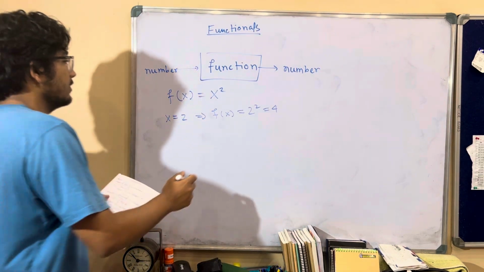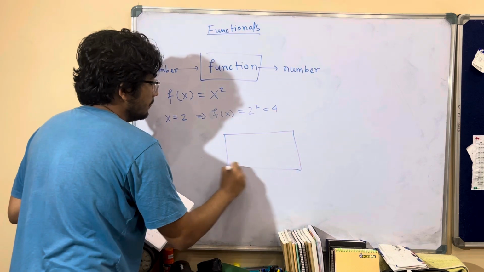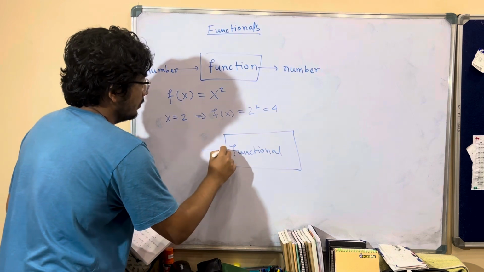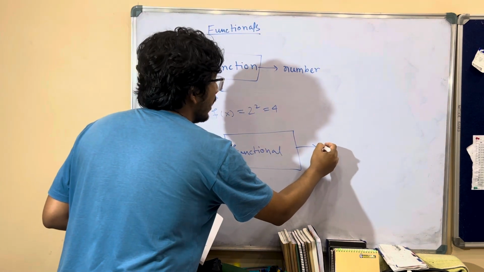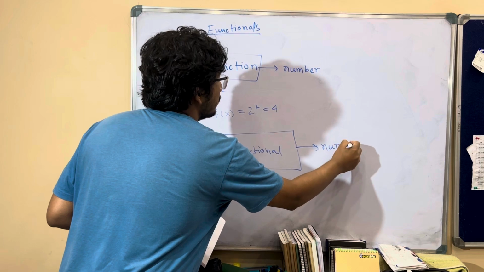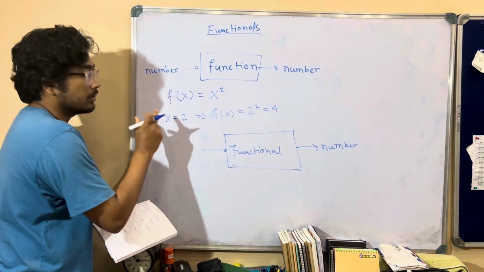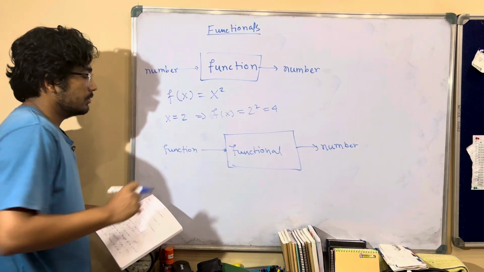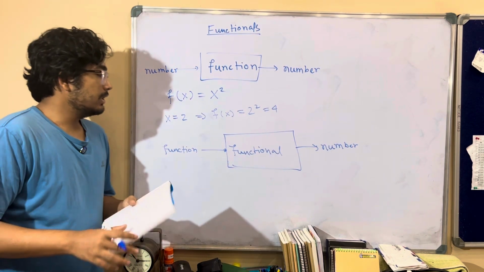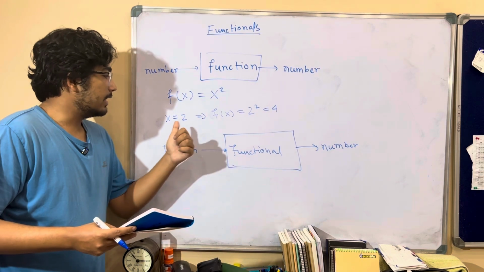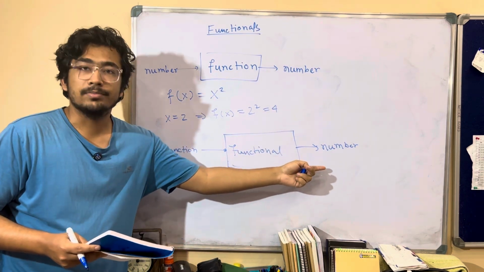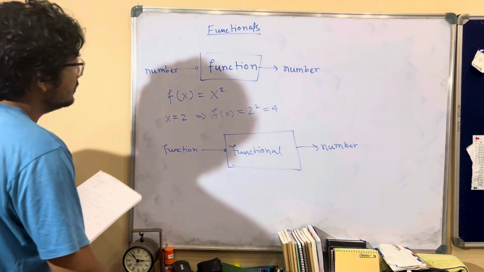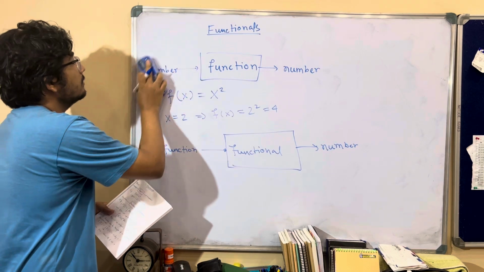And a functional is another type of machine where it will still give the output as a number, but here the input is not a number anymore, it is a function itself. So a functional is a machine where if you give a function as the input, it will give out a number as output. I will be giving some examples. Let me just erase the first part.